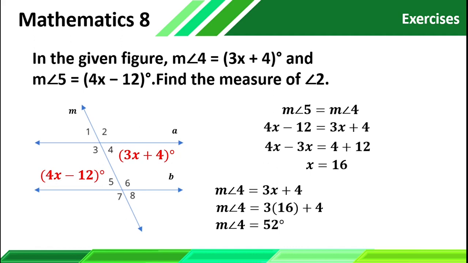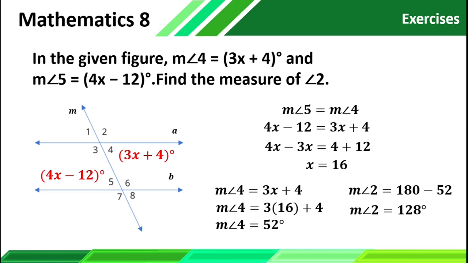degrees. We know that angle 2 and angle 4 are linear pair, therefore it forms a 180 degree angle. So to find the value of angle 2, we need to subtract 52 from 180, therefore we have 128 degrees. Our final answer, the measurement of angle 2 is 128 degrees.